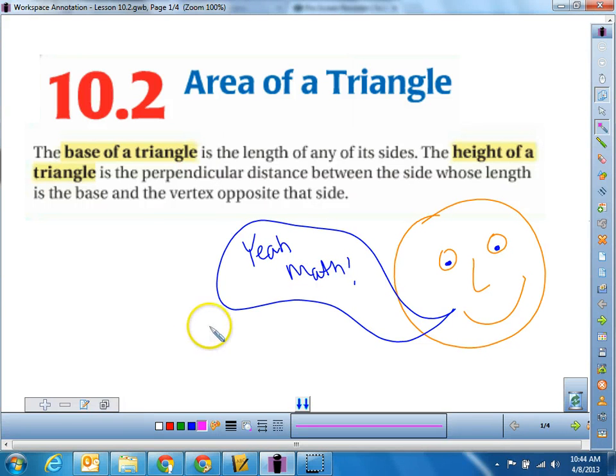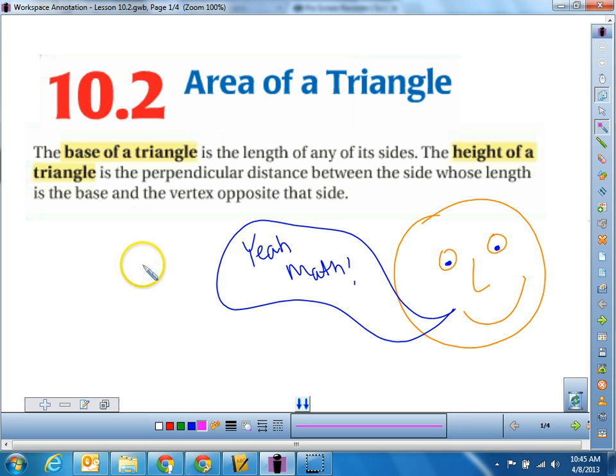Hey, we're talking about the area of a triangle today, which comes from 10.2 out of our book. Before we get started on area of a triangle, we need to quickly review area of a rectangle and area of a parallelogram that we did last week. Remember, for both of those, it was base times height. And you'll see that this triangle is going to tie right into that parallelogram formula that we did earlier.